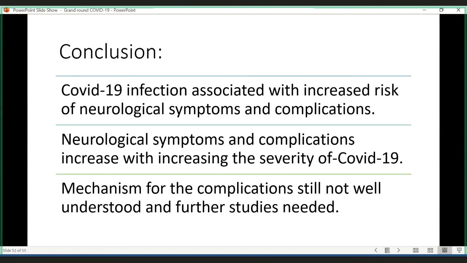Probably we need a prospective study to follow up on patients with COVID-19, compare them to control patients, and see if there is a difference in the occurrence of the symptoms.